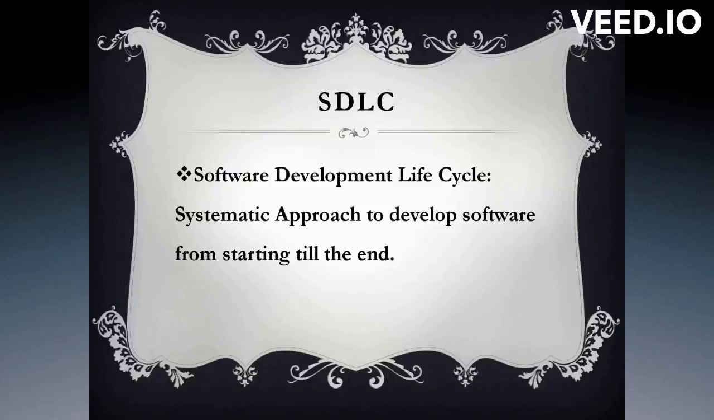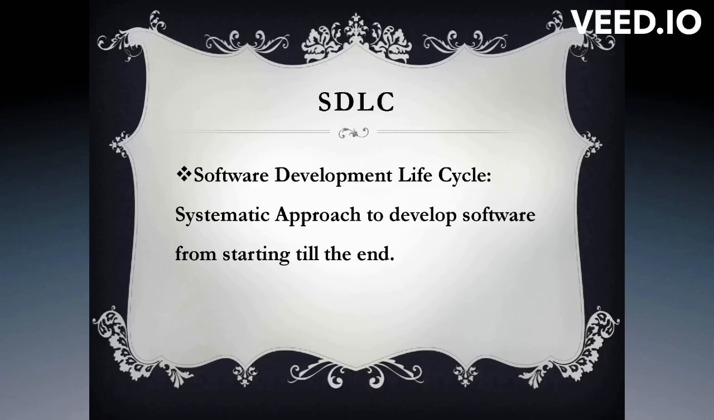The people who are into IT definitely will be knowing about this SDLC. So what is SDLC? The abbreviation for this is Software Development Life Cycle. It is nothing but the systematic approach to develop a software from starting till the end. Means for building a software, we need to follow a sequential order, the phases which should be followed for a good software to be developed. That is the meaning of SDLC.